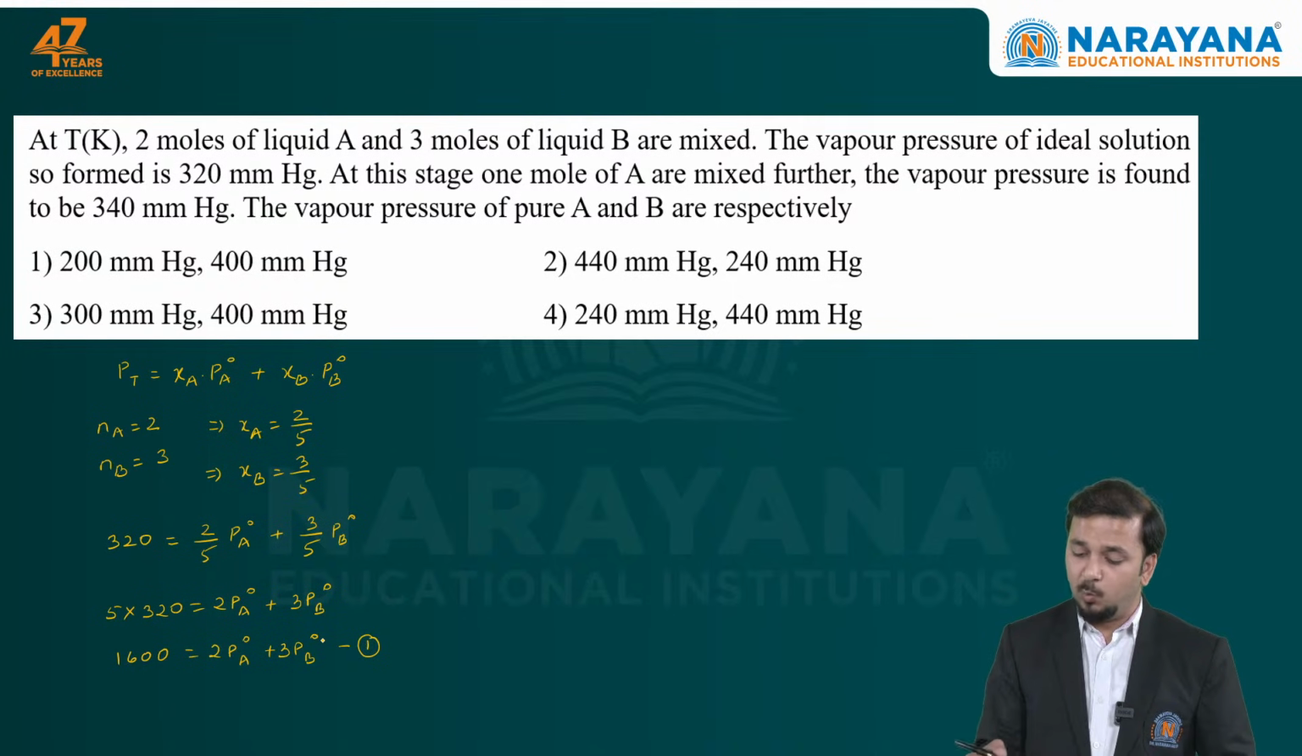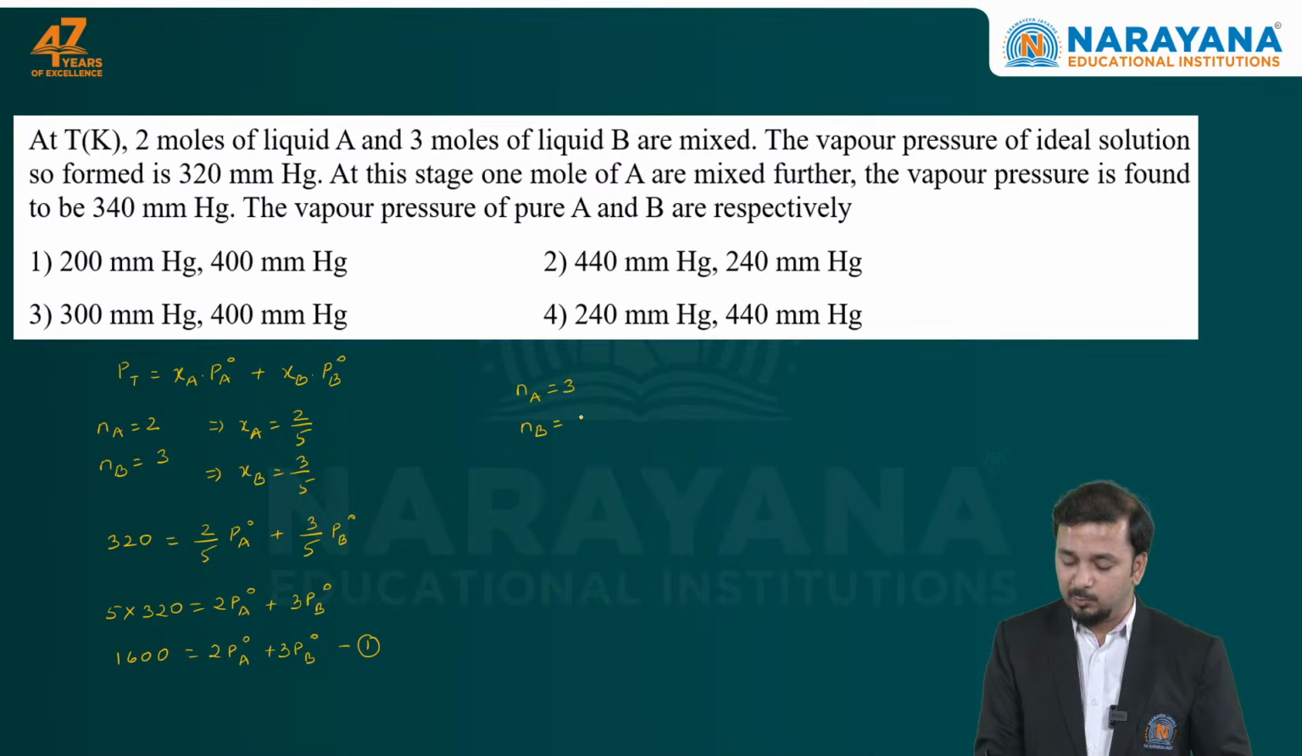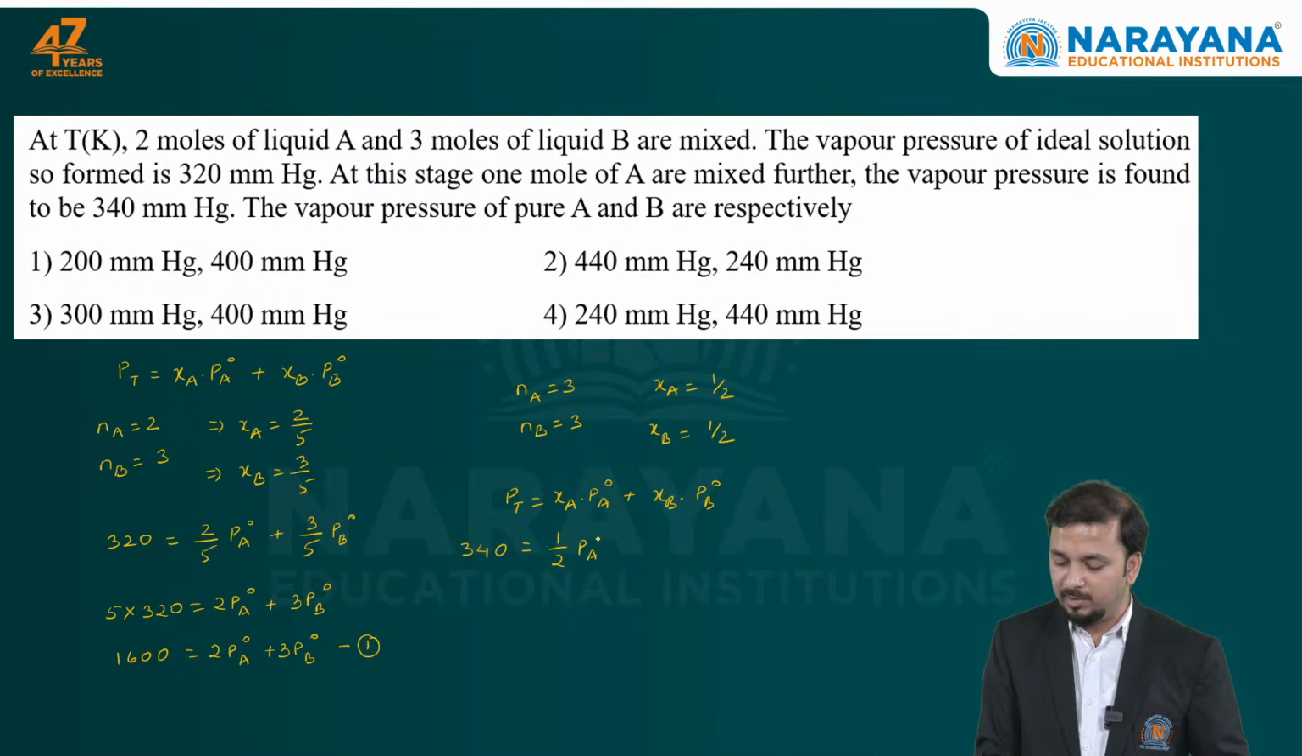Now they are saying 1 mole of A is further added. So now we can write moles of A will become 3 and moles of B was 3 from before itself. So mole fraction of A will become 1 by 2 and mole fraction of B will also become 1 by 2. So now we can write again Raoult's law, Pt is equal to mole fraction of A into Pa naught plus mole fraction of B into Pb naught. So if I substitute, we'll get total pressure 340 is equal to 1 by 2 times Pa naught plus 1 by 2 times Pb naught.